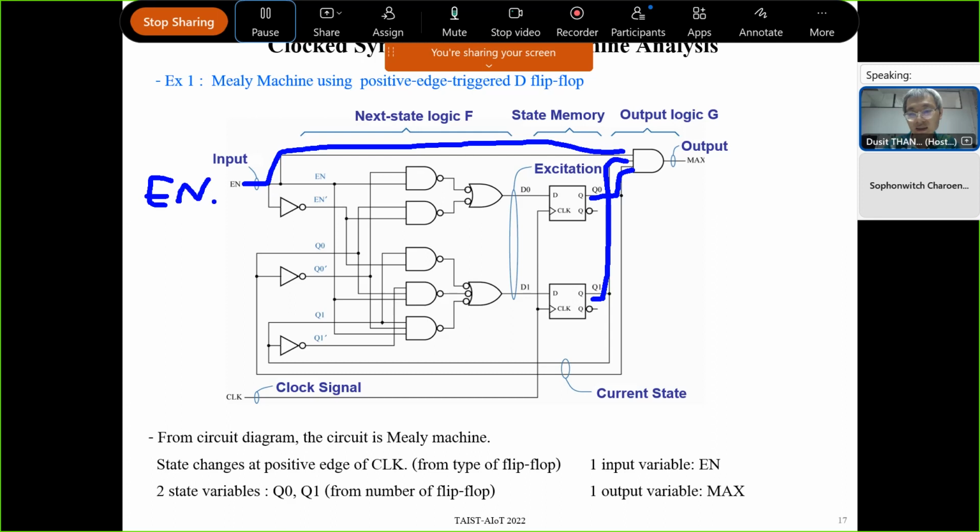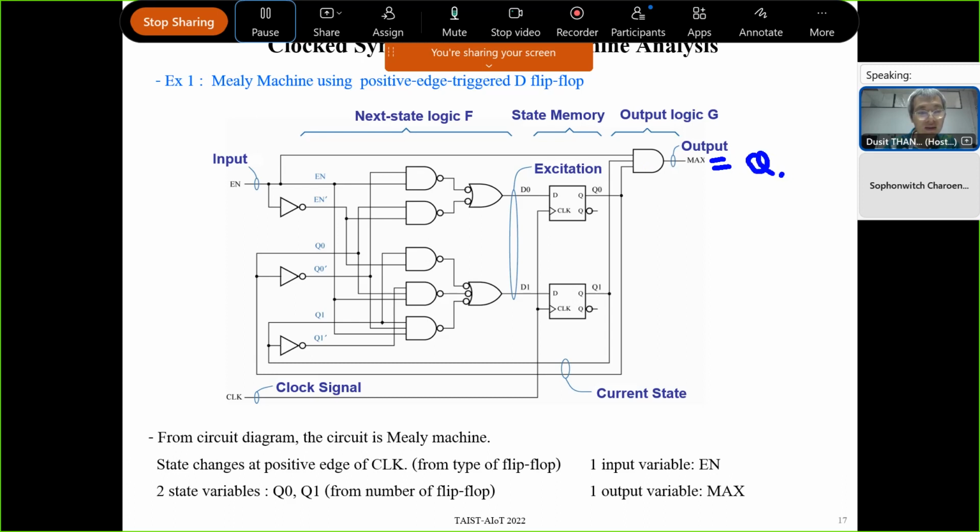En is, in this case, the external input. So the output, named max, is then a function of Q1, Q0, and input En. Namely, if you write the equation, because this one is an AND gate, max is Q0 and Q1 and En.